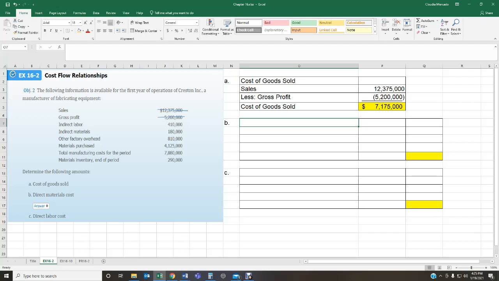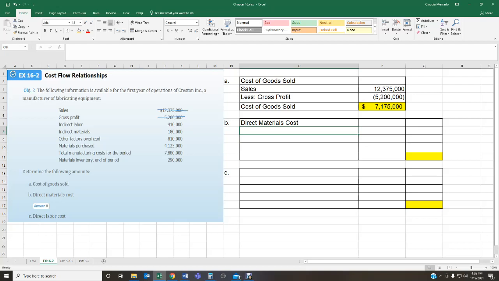Now, the second requirement is that they're asking us to calculate our direct materials cost. It's very important that we read it carefully. It's direct materials, only the materials that were directly associated with manufacturing the product. They don't give us a lot of information, so I'm going to browse through here and see what I find that deals with materials.